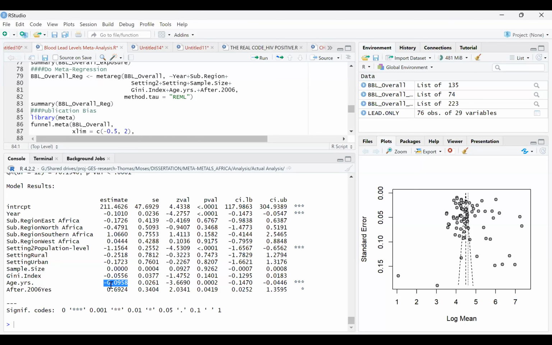So it absorbs a lot of lead into the blood system. So this is something we shouldn't expect at all. But here we have it, which is very bad news, especially for children in Africa.